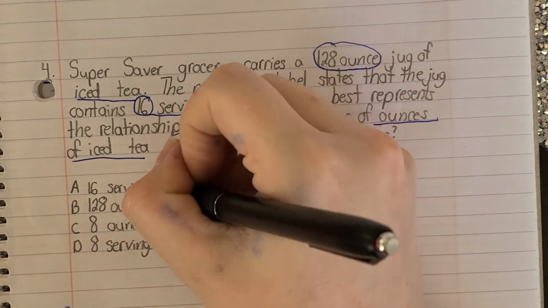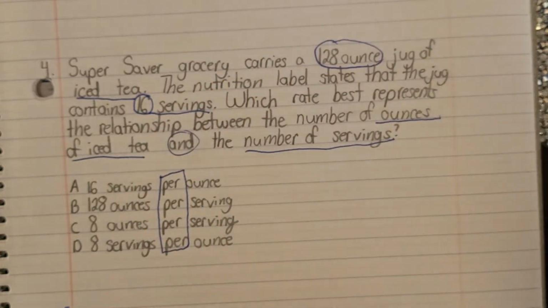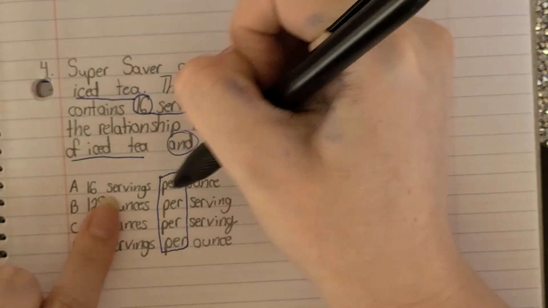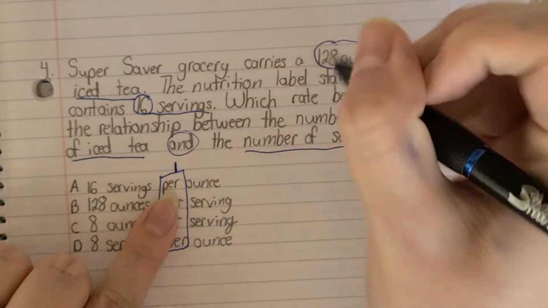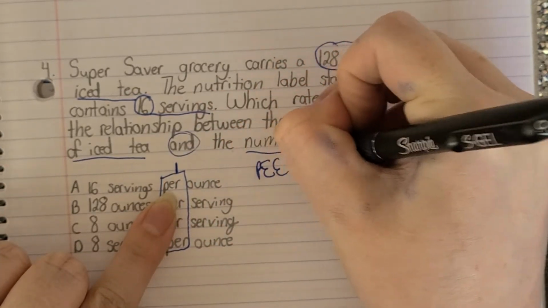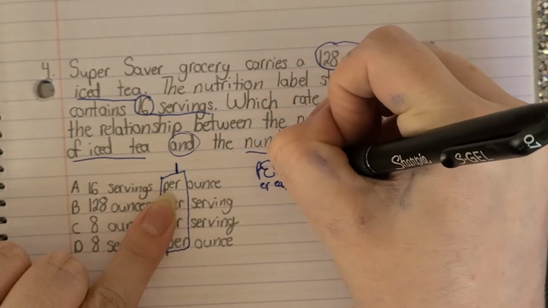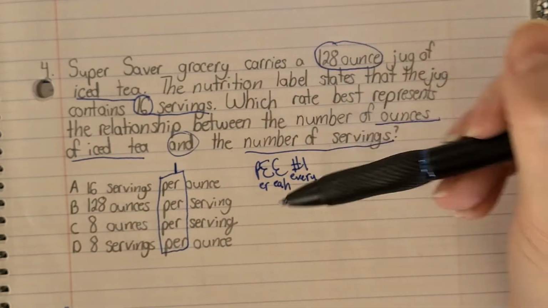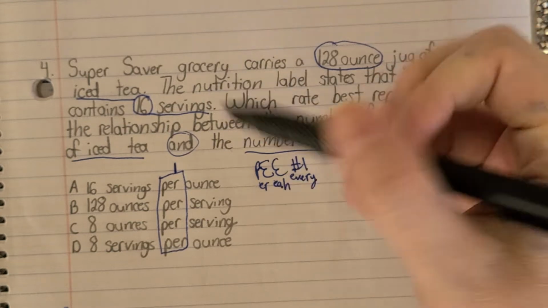Okay, they each have this word that says per something. Remember, per means this is 16 servings per 1 ounce. Per is one of those P words. Okay, remember P is number 1. If you see per, each, or every, that means for each one, for every one, per 1 ounce, okay?